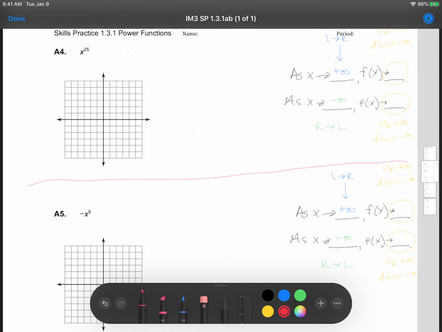This sentence right here is your end behavior sentence. End behavior sentence. So you should be writing that every single time you see the word end behavior. Okay? Alright, so how do I graph x to the 25th power?